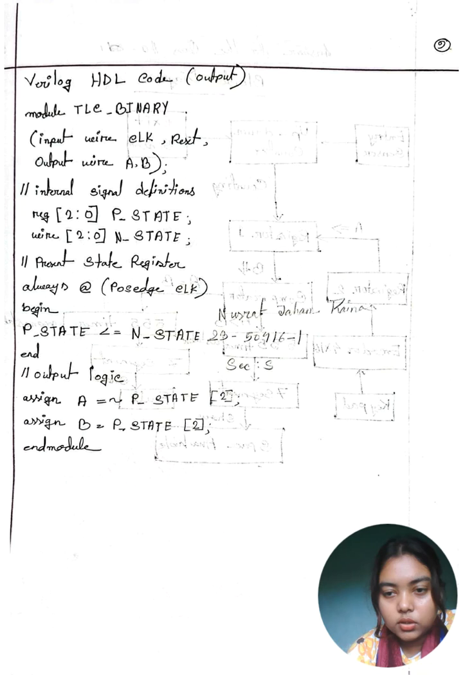The Verilog code also includes assign statements for the outputs A and B, linking them to the bits of the PS state register. Based on the assign statement, output A is assigned the value of PS state, the most significant bit of the present state. Output B is also assigned the value of PS state. This confirms the result of the output equations from the previous page, where both A and B equaled PS2, which corresponds to PS state in the Verilog.